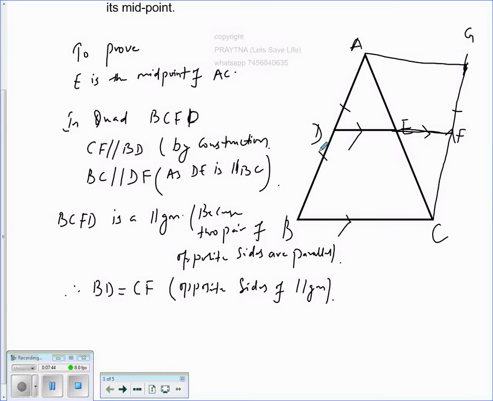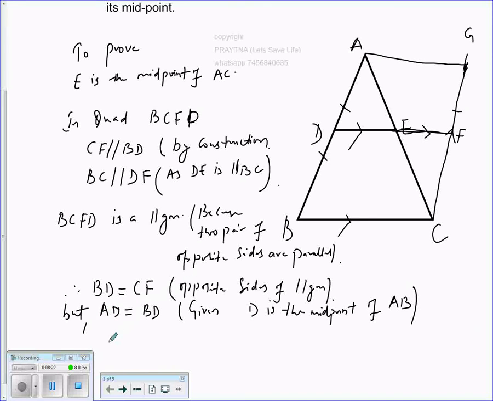Now we know BD is also equal to AD, but AD is equal to BD. It is given. AD is the midpoint. D is the midpoint of AB. Therefore, AD is equal to CF. This line AD, this one, is equal to CF.